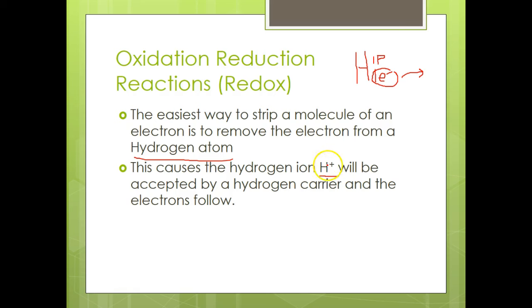Okay, H+ ions are going to do a lot of things and are going to produce a lot of molecules. These H+ ions are going to do work for us, and they're going to be accepted by a hydrogen carrier that we're going to talk about later. Some of those hydrogen carriers can be NAD+, they could be NADP+, or they could be FAD.